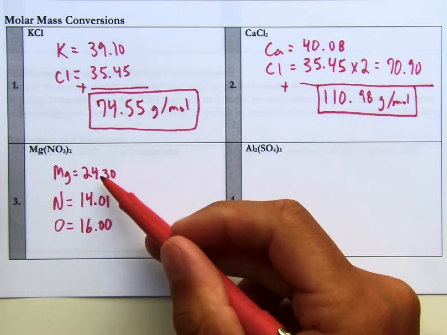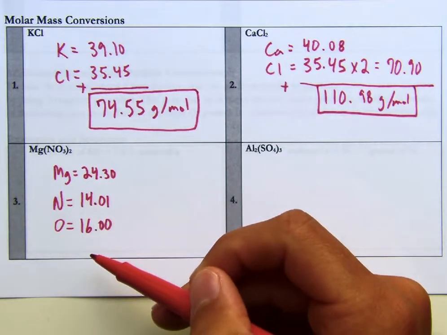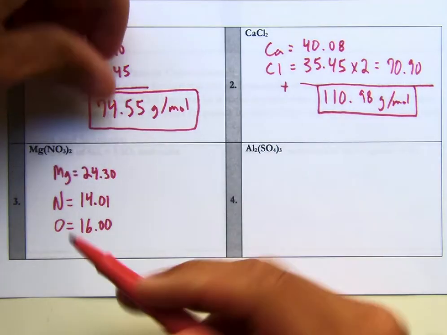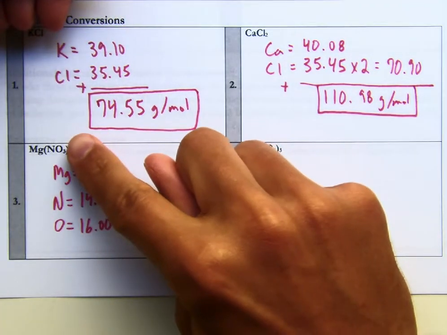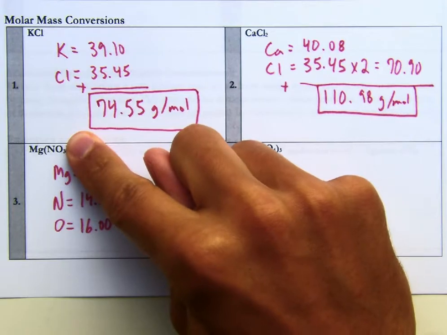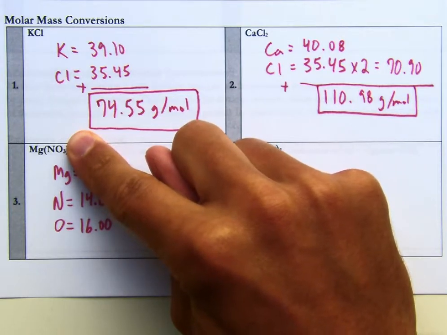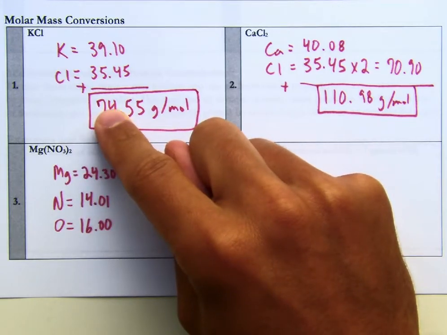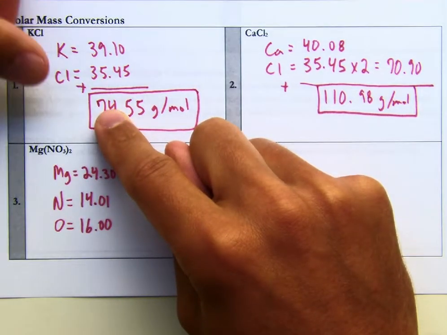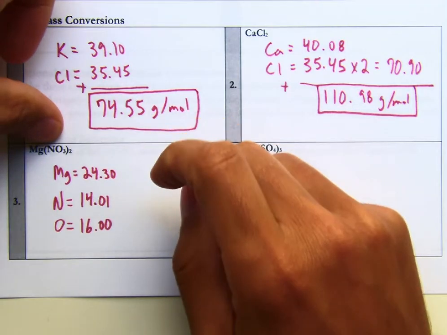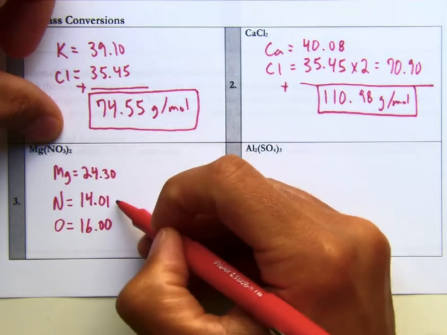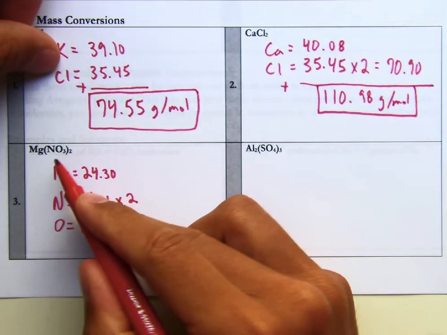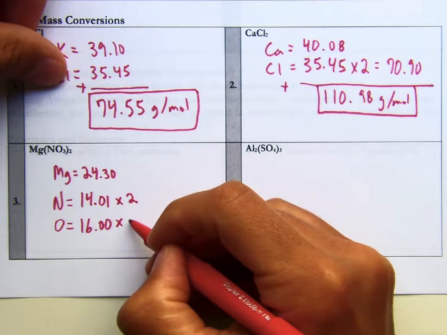Now, we're not simply just going to add these numbers together because we have to figure out how many of each element we have. So if this little 2 outside the parentheses was not here, we would have 1 nitrogen and 3 oxygens. But because that 2 is there, that means that we have 2 times whatever's inside the parentheses. So we have 2 nitrogens, so this is going to be times 2. And we have 6 oxygens, so this is going to be times 6.